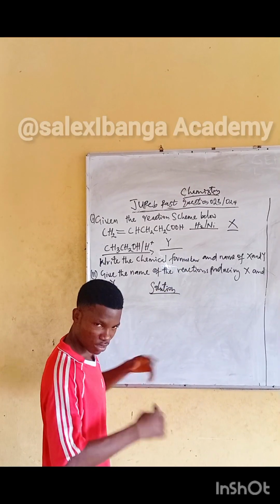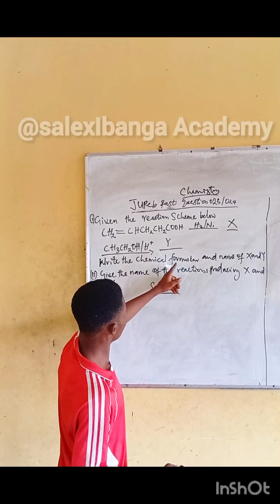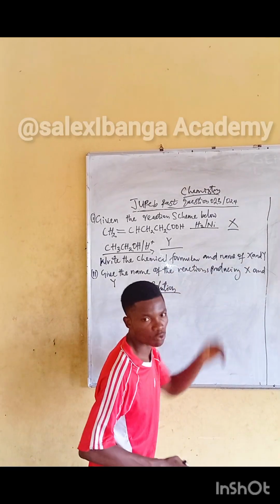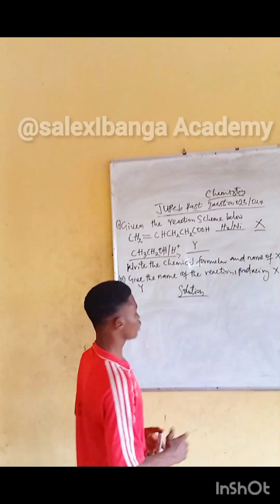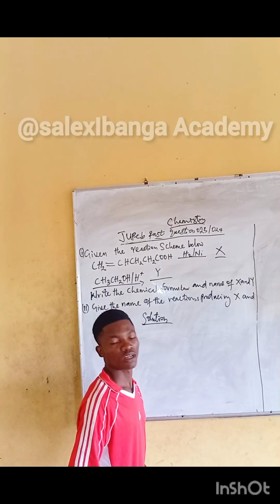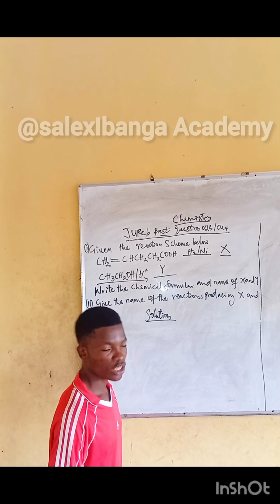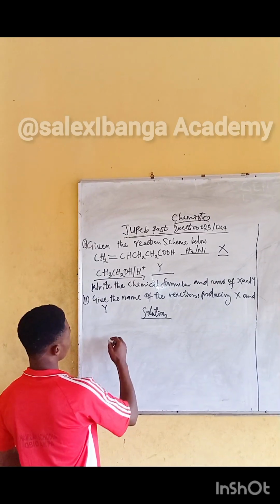Let's move quickly. The question says, write the chemical formula and name of X and Y. The next one says, give the name of the reactions producing X and Y. Let's take our solution. So let's take the reaction now.